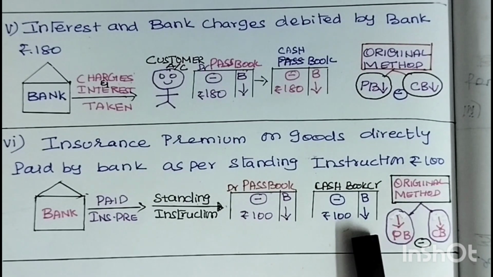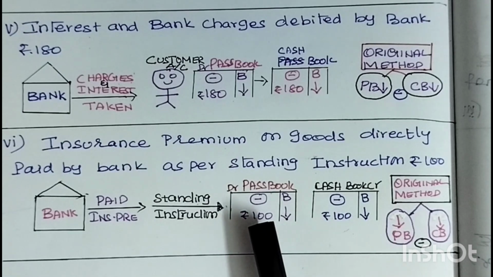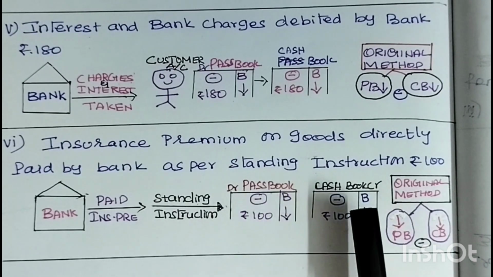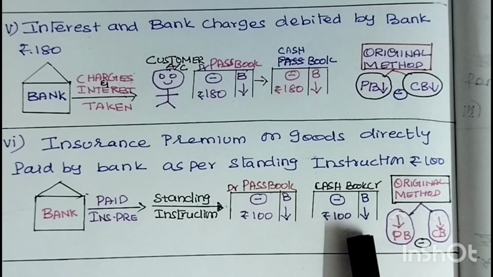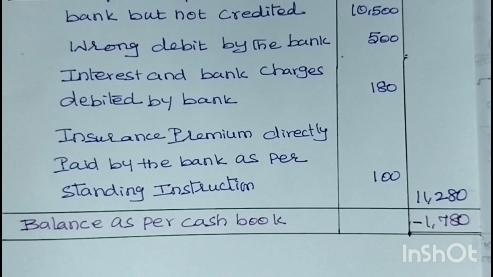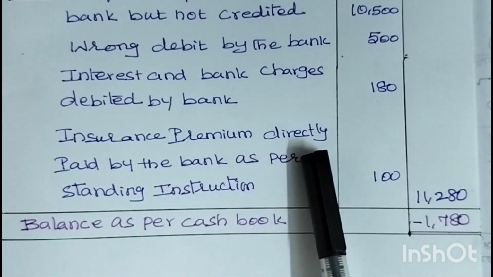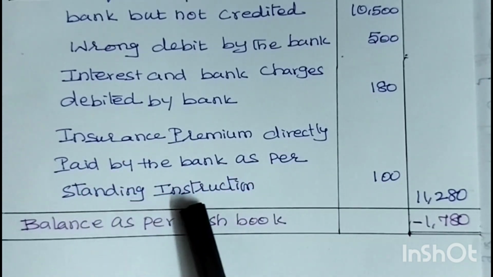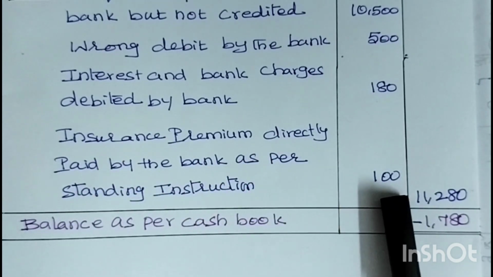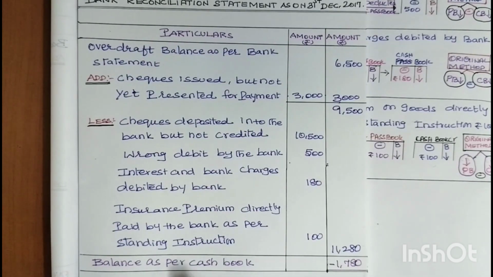Then only the bank reconciliation statement shows the same balance on both books, the passbook and the cash book. So whenever the passbook decreases, as per the original method, the cash book also decreases. So this transaction will be subtracted. In the subtracted or less column, you have to write insurance premium directly paid by the bank as per the standing instruction, 100 rupees entered. Now we need to find out the balance as per the cash book.